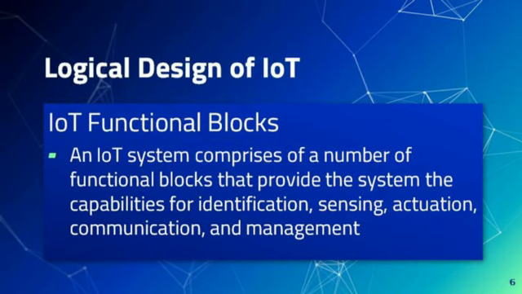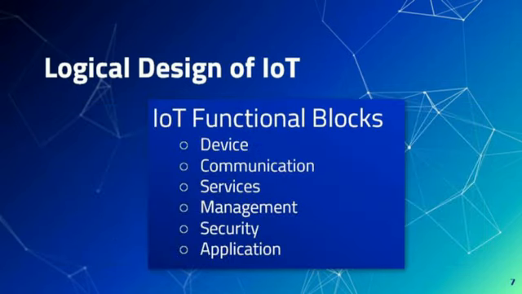So we need to identify the device, we need to use sensing, and we know activation, and we need to follow communication, and finally you have to manage. These are the various functional blocks in IoT. Let us see one by one. Device, communication, services, management, security, application. So all these are different blocks.